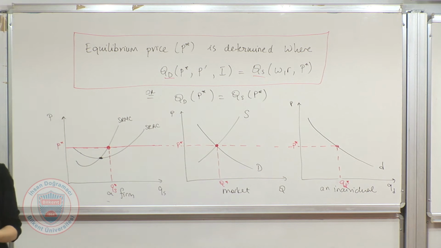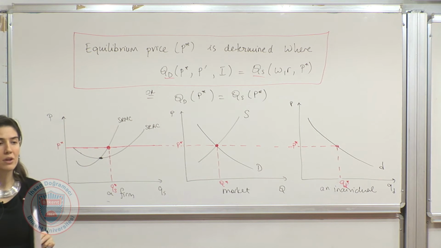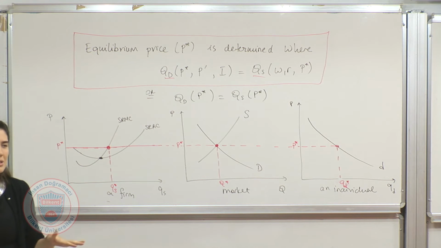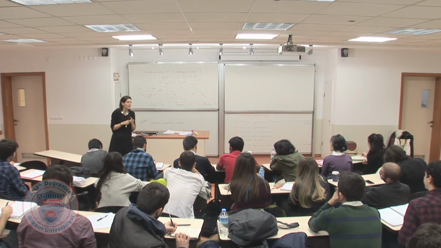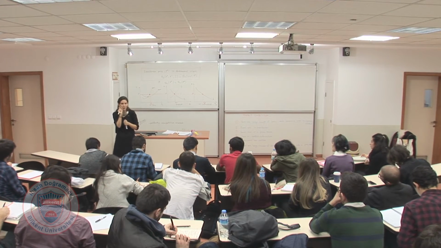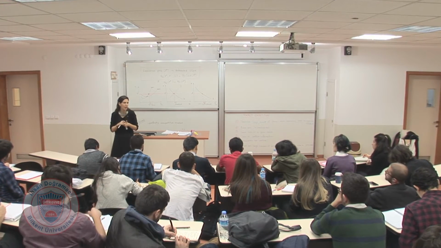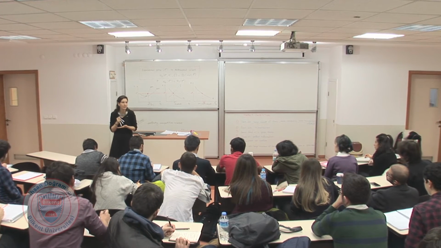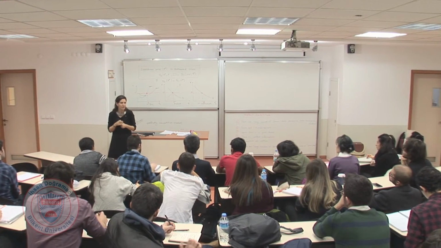Suppose suddenly all of you have higher income. Suppose, let's say, one of you has a little bit more income. What's going to happen in the market? What did we say?